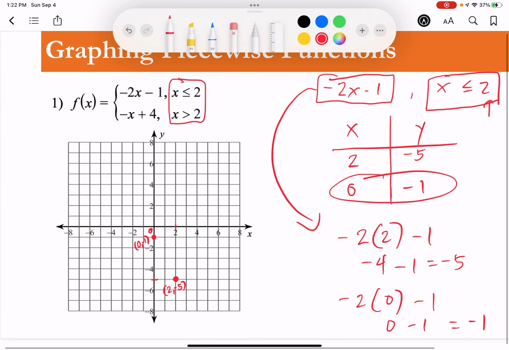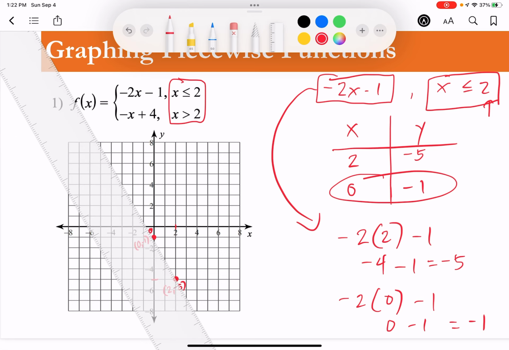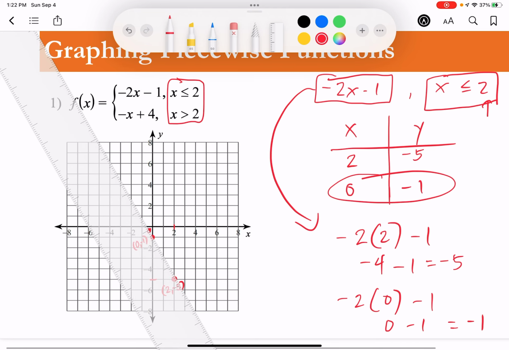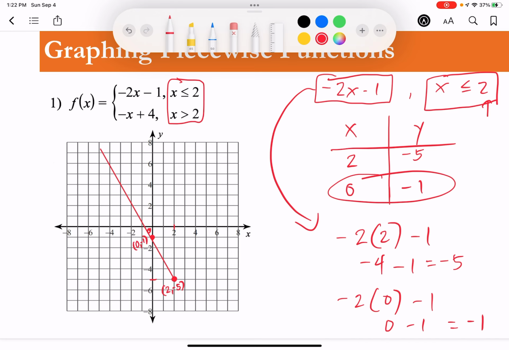So, less than or equal to 2, ibig sabihin, yung graph natin ay dapat nasa left side lang din siya. Gusto kong gawin to ng mas perfect as possible para kitang-kita natin yung graph. Okay, this will be our graph. So, nakita naman natin na na-graph natin siya gamit yung x is less than or equal to 2. Yan yung ating first function. Okay? This is negative 2x minus 1.